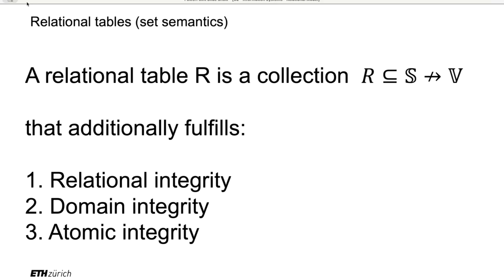So what did I just say? I'm saying a relational table is a collection, so a set of maps, that additionally fulfills my three constraints: relational integrity, domain integrity, atomic integrity. That is what we do in the beautiful world of relational databases.